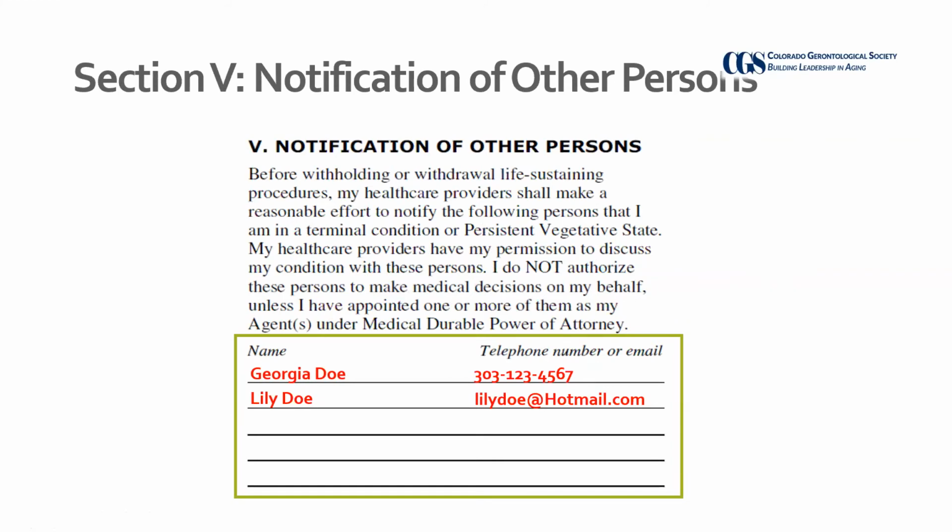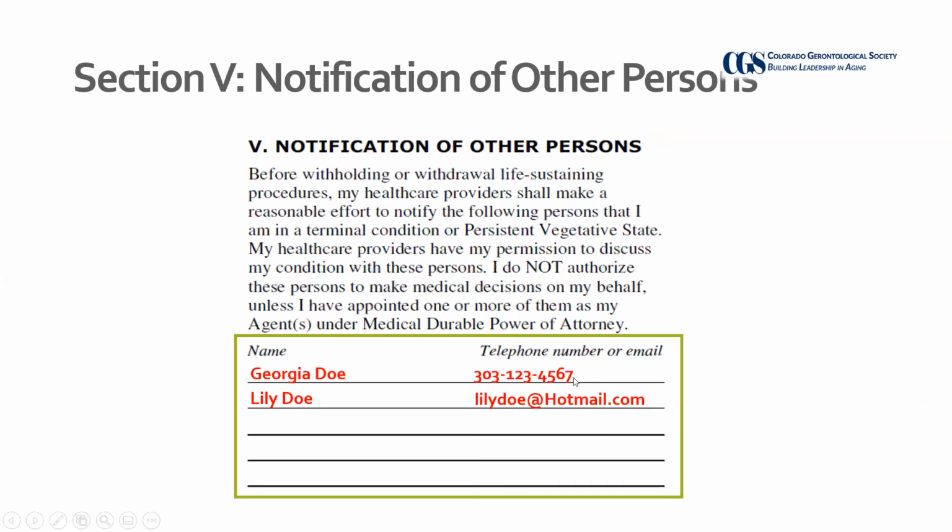So section 5, notification of other persons. So this is, you want those individuals to be notified that you are hospitalized and you're end of life. It doesn't mean that they will come to the hospital. It just means that you want those individuals to be notified. You're saying who they are under the name, and you're giving a contact point, whether it's a phone number or whether it's an email. So Jane said, I want Georgia Doe to be contacted, and here is her phone number.